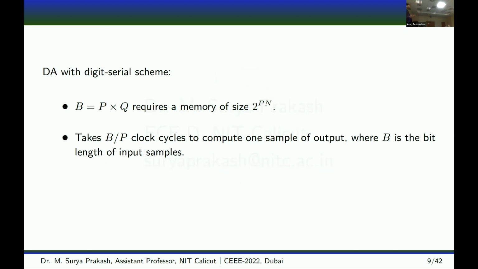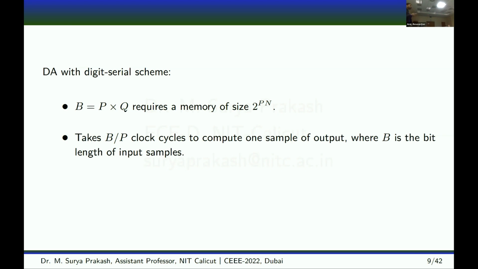So this is the ROM decomposition variant. The next variant of distributed arithmetic is the digit serial scheme variant. While the ROM decomposition technique is based on splitting capital N into M and K, this is based on splitting B in terms of P and Q. So here the memory size requirement will be 2 power P into N, and the advantage of this particular scheme is we will be able to compute the dot product in a comparatively smaller number of cycles, that is B by P clock cycles.